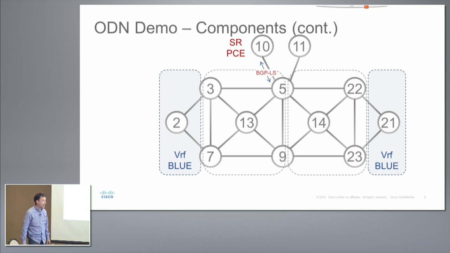The last element: how does the controller learn the topology? So Paul, Mark, and others mentioned this. I'm going to use BGP-LS so that my controller, number 10, is getting the entire topology from both domains via BGP-LS. In this case, I chose to feed it from the interdomain routers number 5 and number 9, which know both domains to the left and to the right.